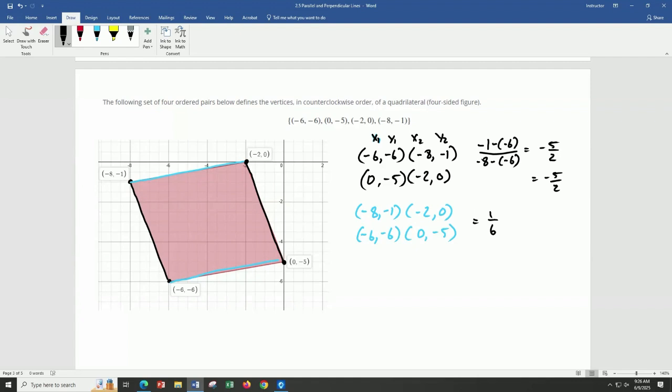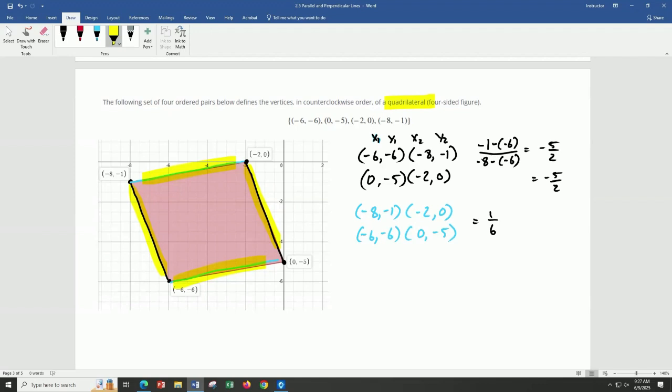So do we have a quadrilateral after that point? Yes, everything's parallel at that point, right? These two are parallel here, and these two are parallel here, and that gives us our quadrilateral, our four-sided figure. Because if one of them was not parallel, that means at some point they're going to converge. So you do not have a quadrilateral at that point.